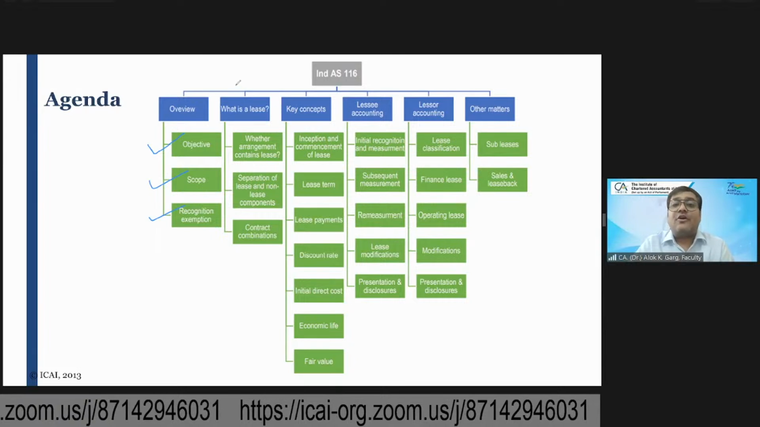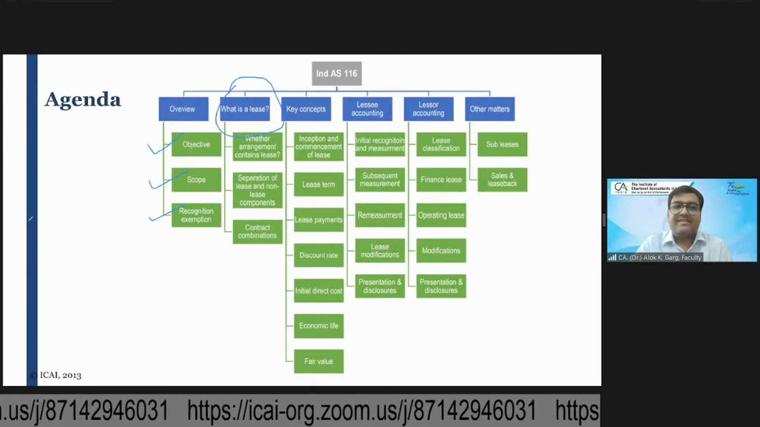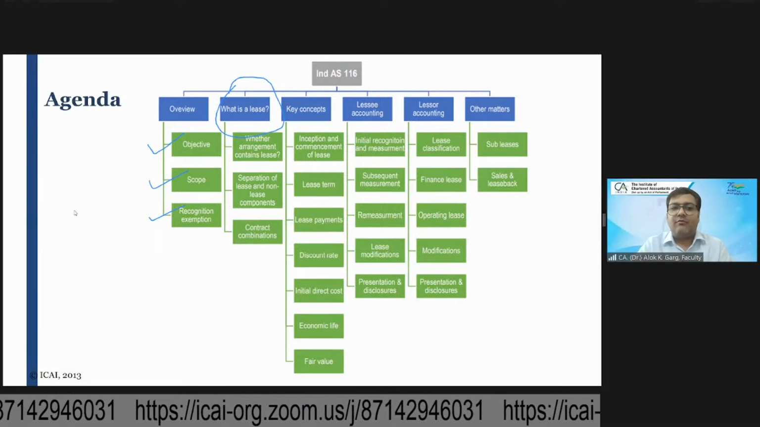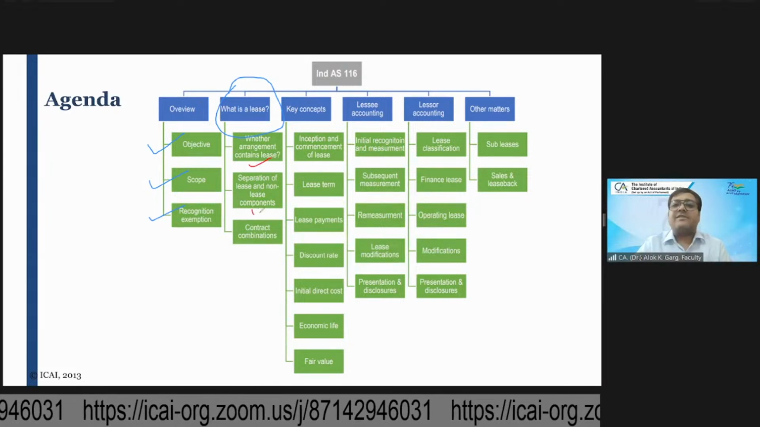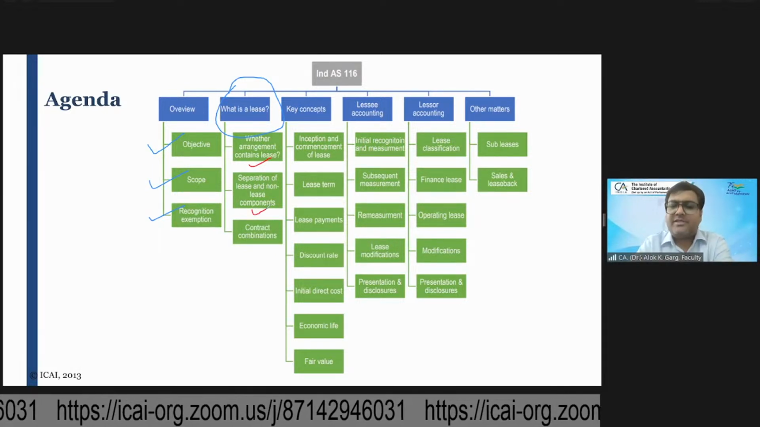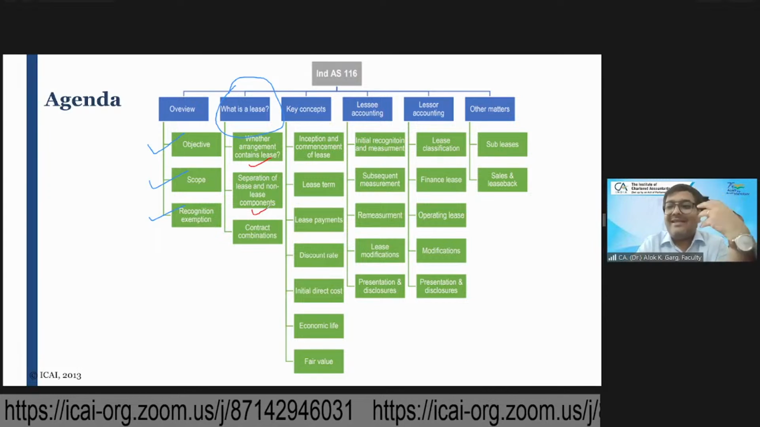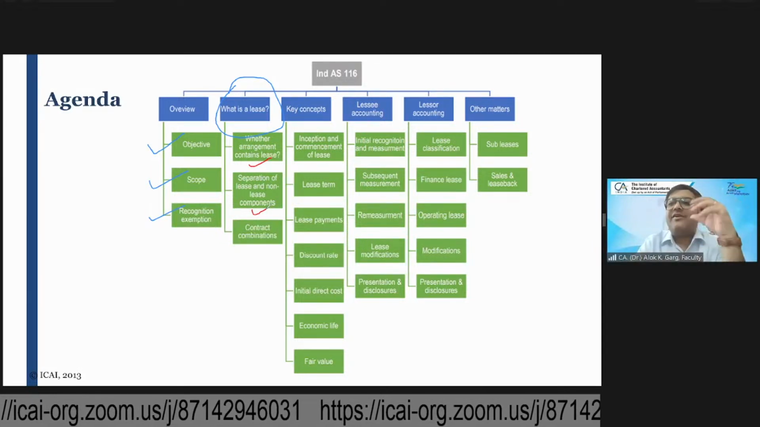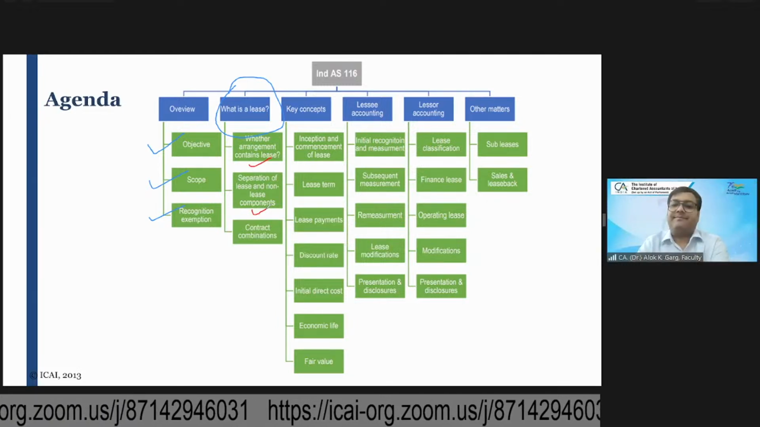This standard also talks about the heart of this standard. What is a lease? Okay. So friends, this standard talks about what is a lease, whether an arrangement contains a lease, and separation of lease and non-lease components, right? First of all, this standard talks about if there is a lease contract, is it a lease contract to be captured under Ind AS 116? So we have to see the lease definition. Okay.